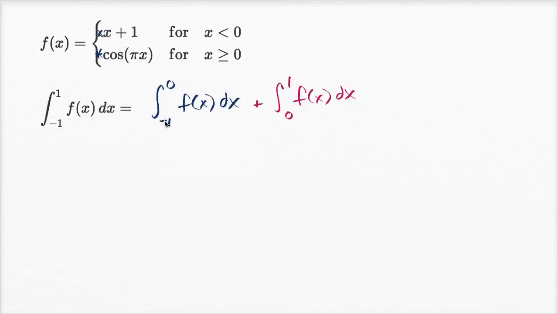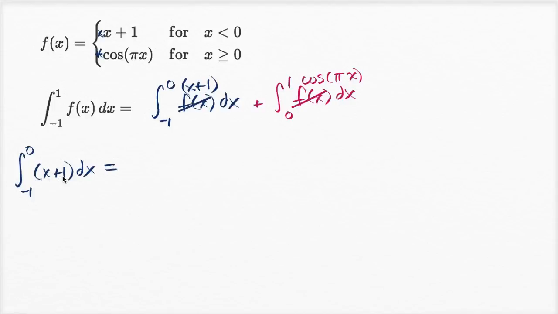So if you look at the interval from -1 to 0, f of x is x plus 1. So f of x here is x plus 1. And then when you go from 0 to 1, f of x is cosine pi x. So cosine of pi x. And so now we just have to evaluate each of these separately and add them together. So let's take the definite integral from -1 to 0 of x plus 1 dx.